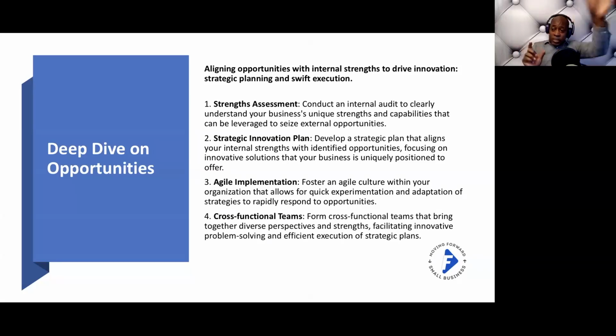So again, you've collected your strengths, you've collected your weakness, now you're collecting your opportunities. So don't start the process yet. Let's get all the way to threats, and then we can start to analyze and go, because of our strengths, can we take advantage of the opportunity? Because of our weakness, would this weakness affect us with this threat? Okay, so align implementation, foster an agile culture within your organization that allows you to quickly experiment and expand on the strategies to rapidly respond to the opportunities.